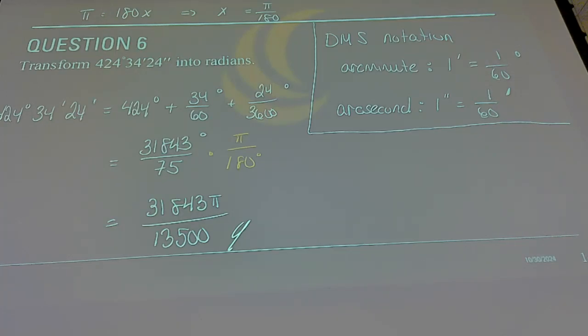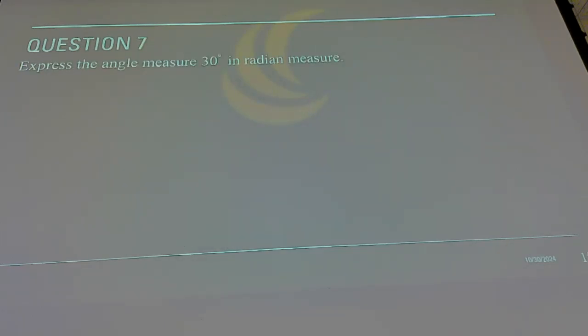So 30 degrees in radians. Conversion factor. Thirty over 180 is what? It's the same as 3 over 18. Thirty degrees is pi over 6 radians.